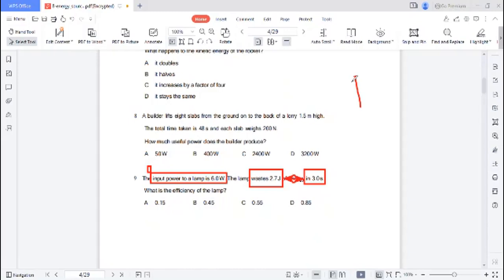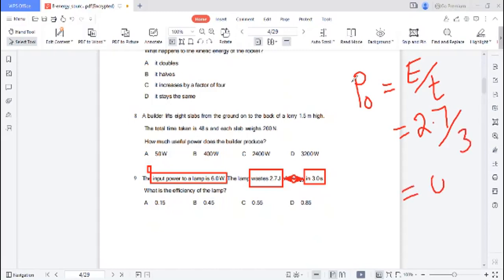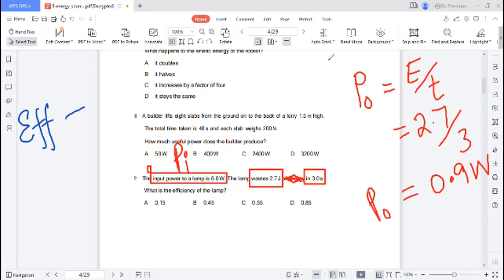So output power, I'm going to put O for output, is energy over time. Energy is 2.7 and time is 3 seconds, so it is 0.9 watt. So this is input power and this is your output power. We know that efficiency is useful output power over input power. This output power is not useful because it is wasted. It's a wasted power, which is 0.9.